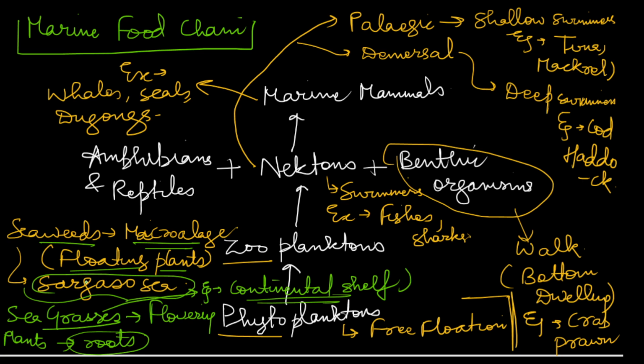So this was about the marine food chain. I hope you are able to understand all the things, and all the terms are very important. It could be pelagic, demersal, benthic organisms, nectons. So you should know these terms and do make the notes, because many times we confuse these terms. So that will be helpful to you.